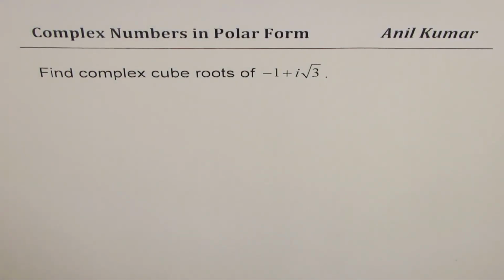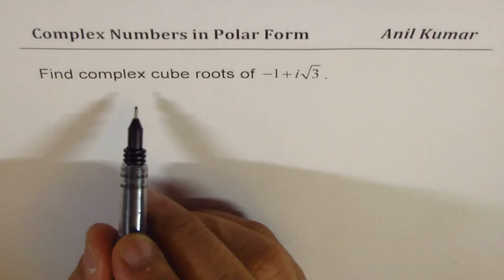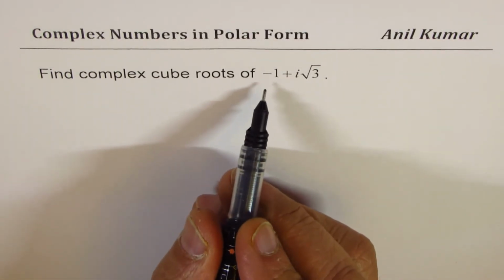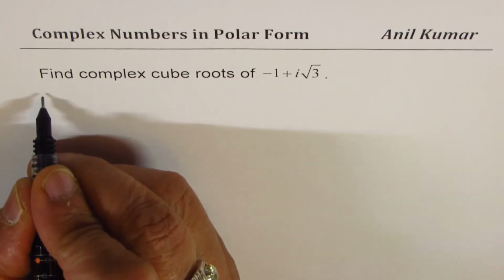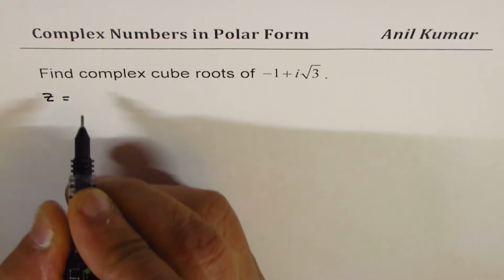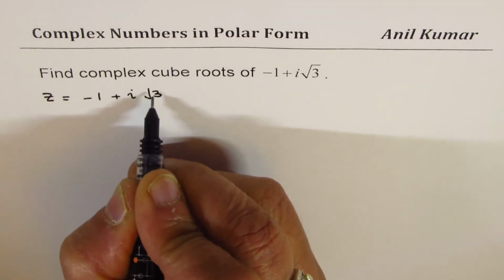Now this is the last exercise of this video. Let us recall all our steps. We need to find the cube root of the complex number minus 1 plus i square root 3. So let me write down the complex number z as minus 1 plus i square root of 3.